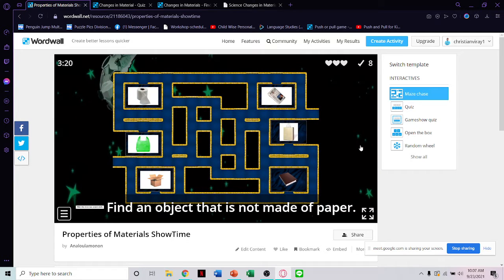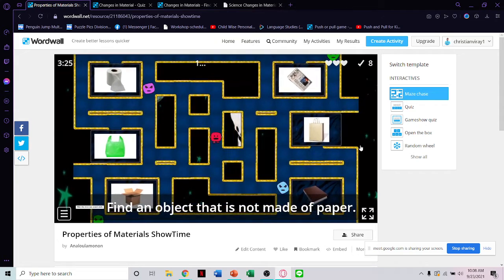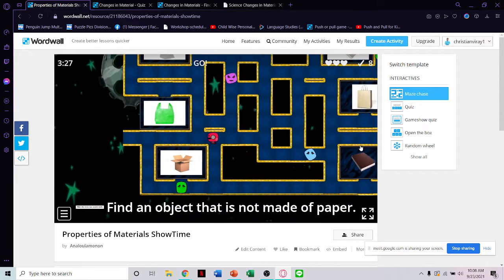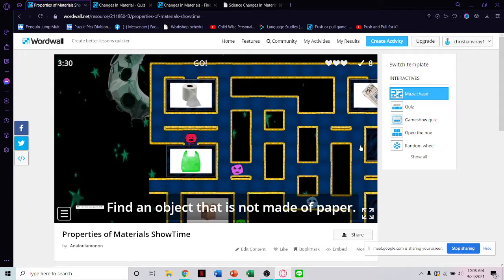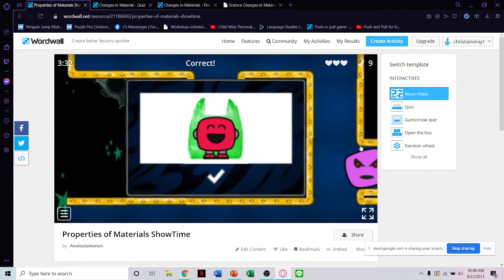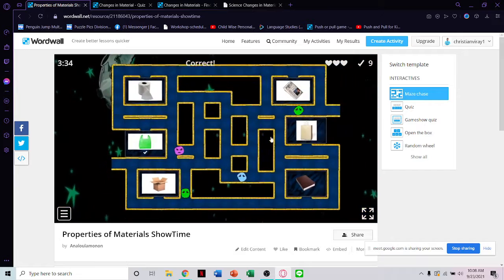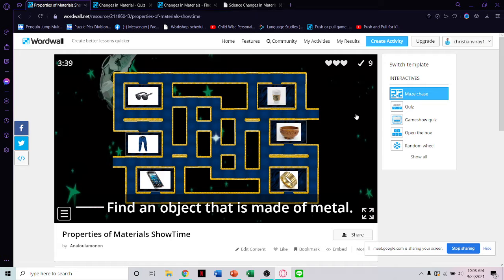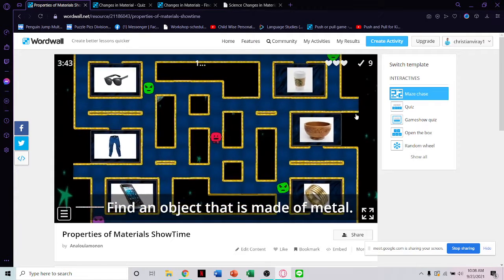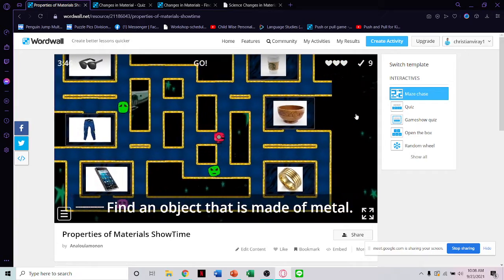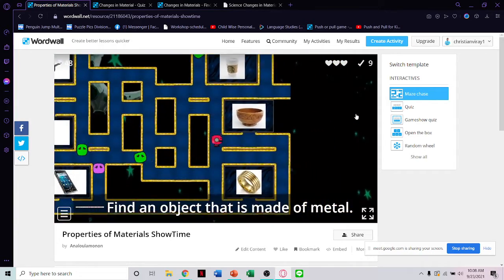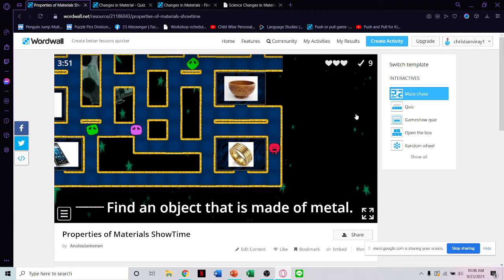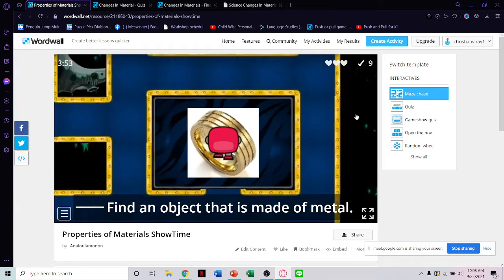Next, we have find an object that is not made of paper. Not paper. Yes, see the purple one? The purple one. The last one. Find an object that's made of metal. Which one is metal? Ring. Yes, it's the ring. Oh, the pole there.